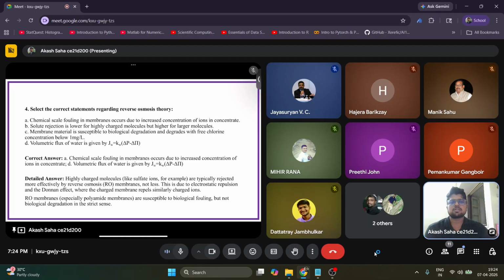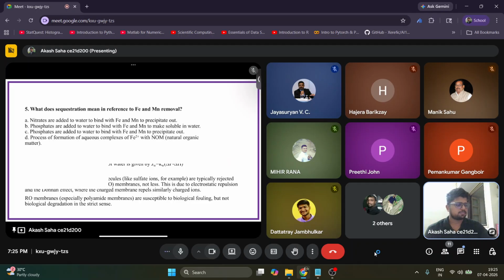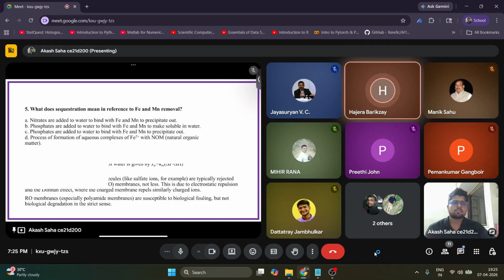Also, it depends on the type of membrane, whether it's an organic membrane or an inorganic membrane. Based on that, the amount of biological fouling, or even degradation, will change. What kind of material is being used for these membranes? Maybe polyamide derivatives, because they're very reactive toward chlorine, which might damage the membrane. Yeah, at some point.